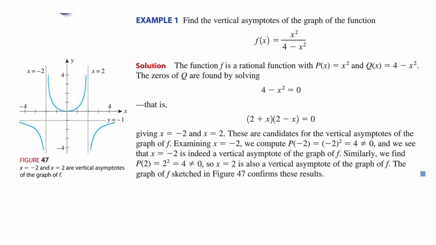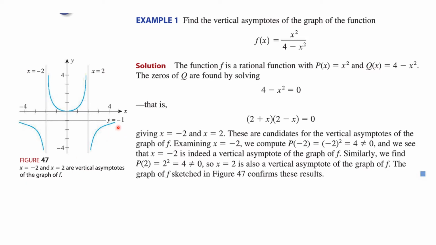So in example 1, it says find the vertical asymptotes of the graph of the function y equals f of x equals x squared over 4 minus x squared. Well, when is the denominator equal to 0? Setting that equal to 0, we factor and find that it's 0 at plus or minus 2. And the numerator is going to be 4 at both of those places. So we have the denominator being 0 and the numerator not being 0. That tells us these are vertical asymptotes. So x equals 2, that vertical line, and x equals minus 2 are going to be vertical asymptotes.